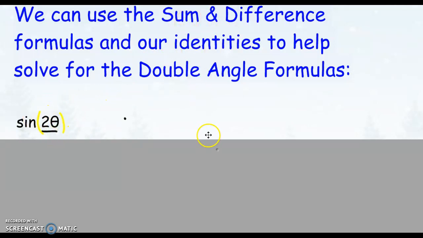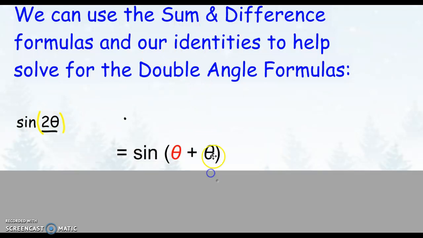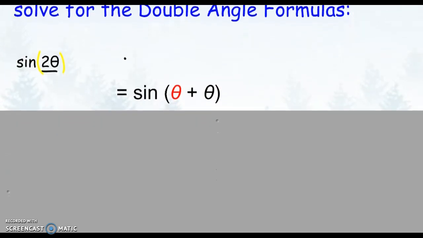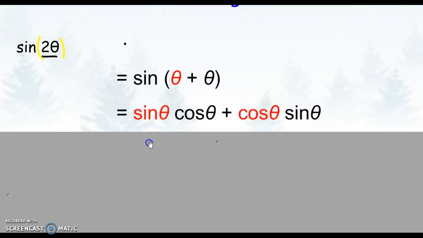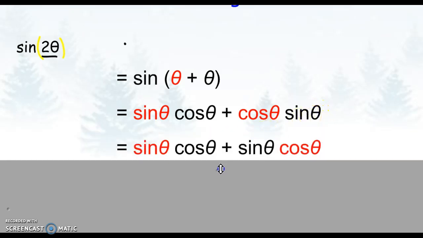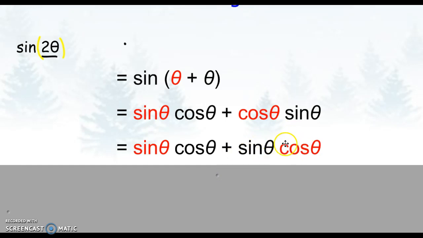It goes with it. So I can rewrite that as the sine of theta plus theta, because that's what 2 theta is. Multiplication is the shortcut for addition. So I can rewrite that and now use my sum and difference formulas to write it as the sine of the first angle times the cosine of the second angle plus the cosine of the first angle times the sine of the second angle. Well, lucky for us, I can rewrite that again using the commutative or associative property.